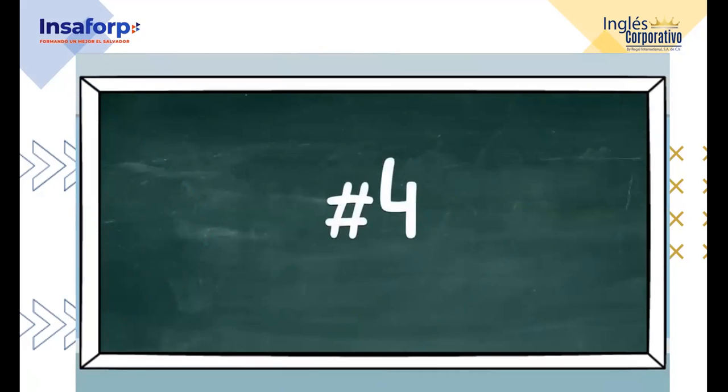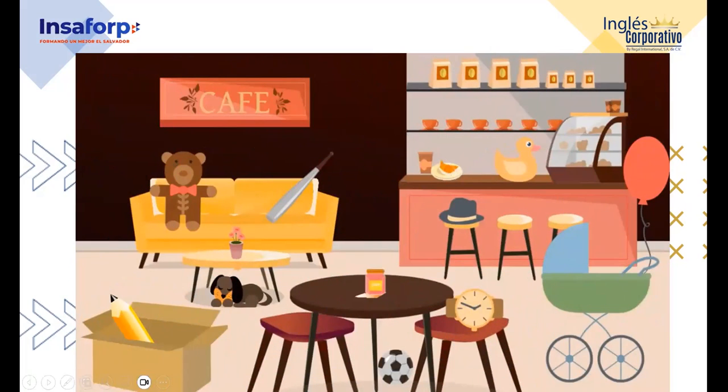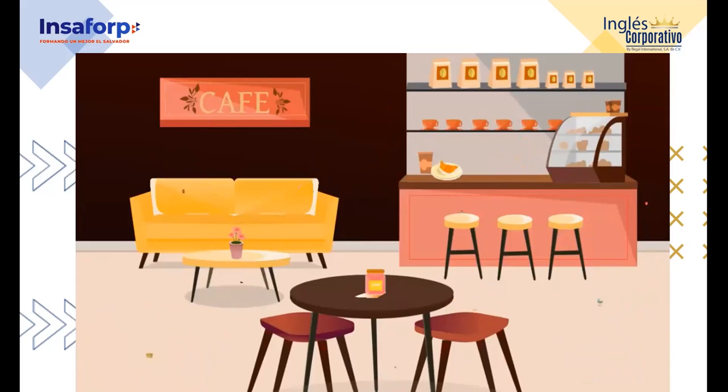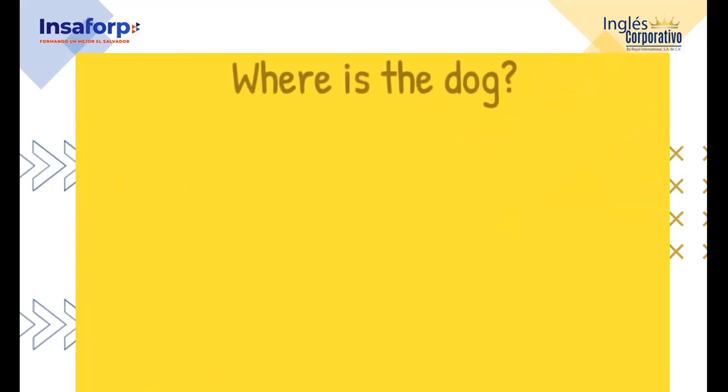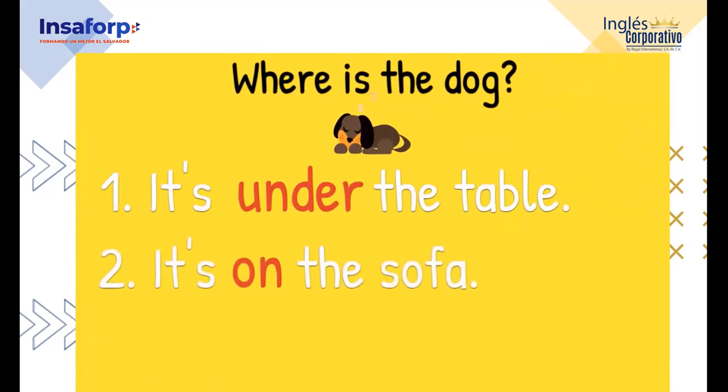Let's go number four. Okay, look at the picture one more time. Vamos a ver la imagen una vez más, okay? Pay attention. Miren, presten atención ahí, please, to the picture. Okay. Where is the dog? So we have three options. Help me to read it, please. Can you help me to read the options? Judith.